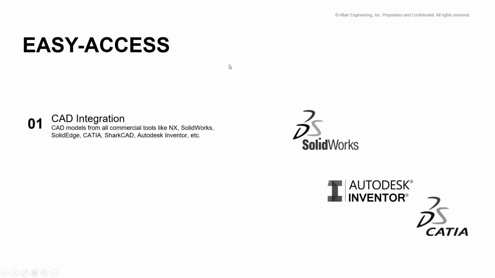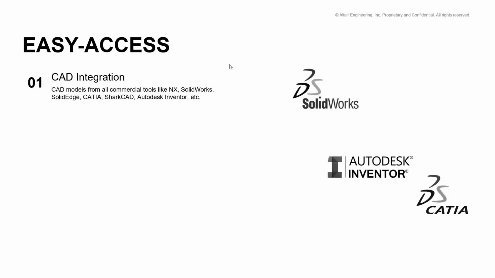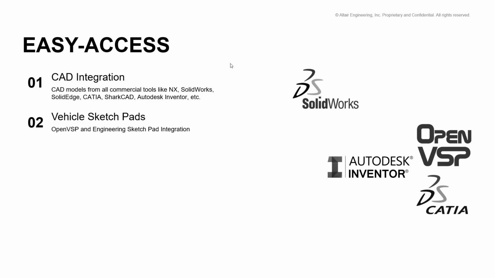So, as I have shown you the key ideas, starting with easy access. CAD integration: we are talking about SolidWorks, Autodesk Inventor, or CATIA, and we can import the models from there. And if we talk about vehicle sketch pads like Air Force Engineering Sketchpad, or NASA's OpenVSP, you can definitely import the data and geometries from these tools.